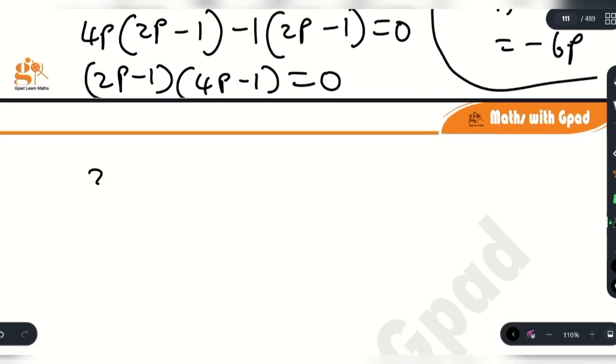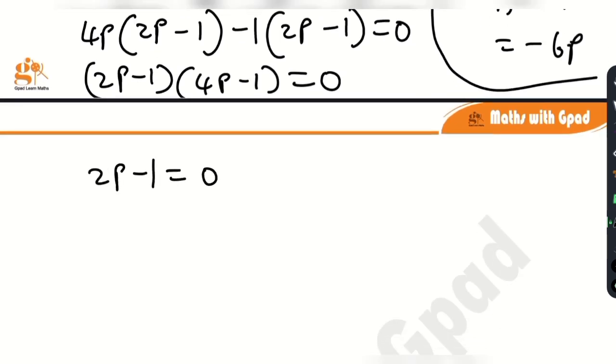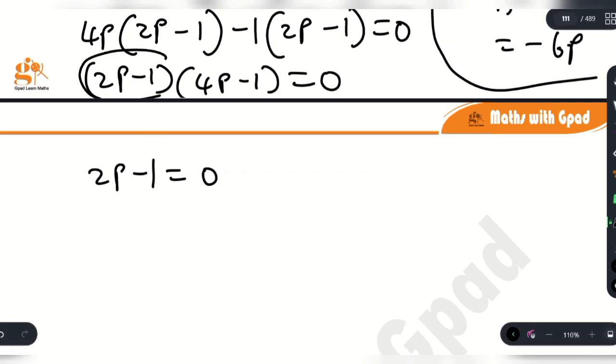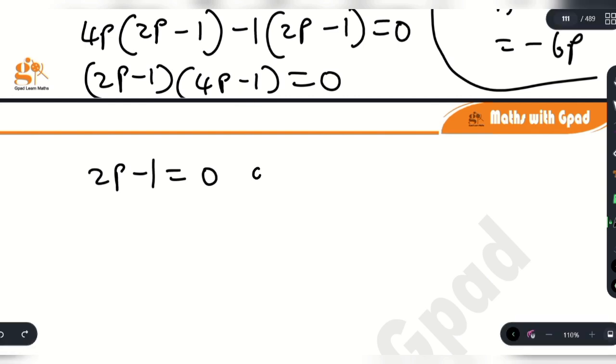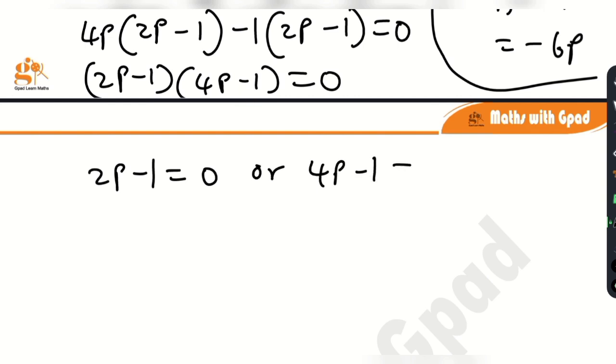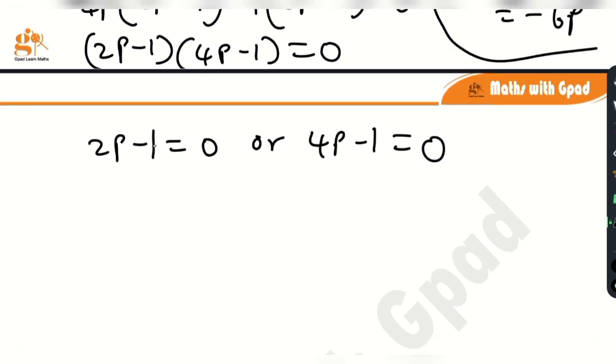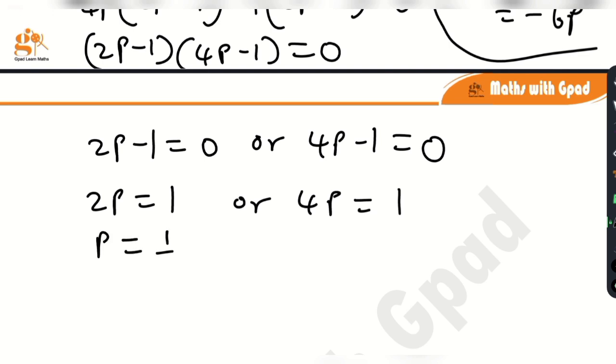So what does this mean? From the zero product rule, I am going to set 2p minus 1 to 0, or 4p minus 1 is equal to 0. We're trying to get the value of p from here and from here. So let's do that. I'm going to take negative 1 to the right hand side. You have positive 1. Same here, positive 1. Divide both sides by 2. From here, p will be equal to 1 over 2.